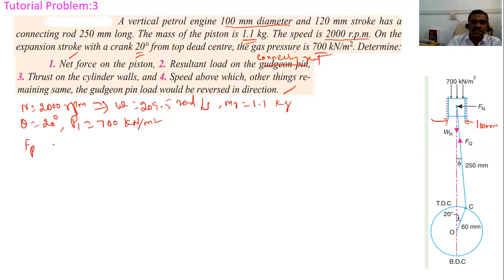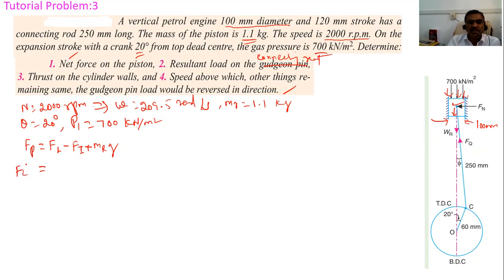First thing is the force acting on the piston, that you have to calculate. FB is equal to, as usual, FL minus FI. If it is a horizontal engine, we will not consider the weight of the piston. Since it's a vertical engine, the weight of the piston also will be acting in the downward direction, so that also must be taken. Since it is acting downward, you have to take plus mass of the reciprocating part into g. That will be the weight. Now you find the value of FL.